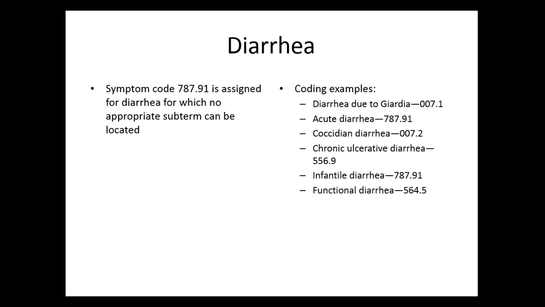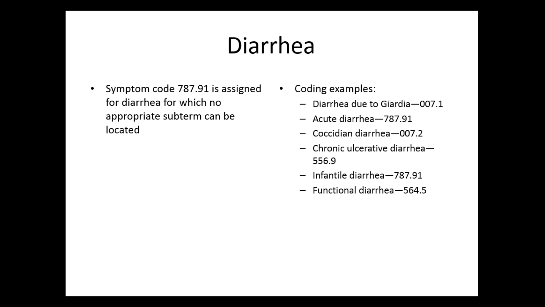A code from category 001 to 008 is assigned for infectious diarrhea when the organism has been identified. Code 009.2 is assigned for infectious diarrhea not otherwise specified or described as dysenteric diarrhea or epidemic diarrhea. Code 009.3 is used for diarrhea presumed to be of an infectious origin, but it does not apply in the United States and would only be assigned on the basis of a physician-specific statement.